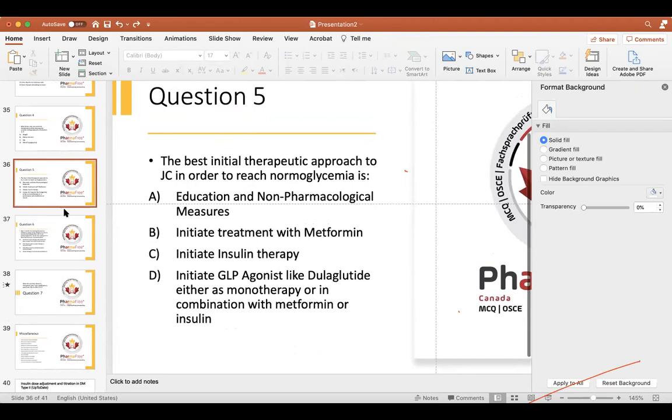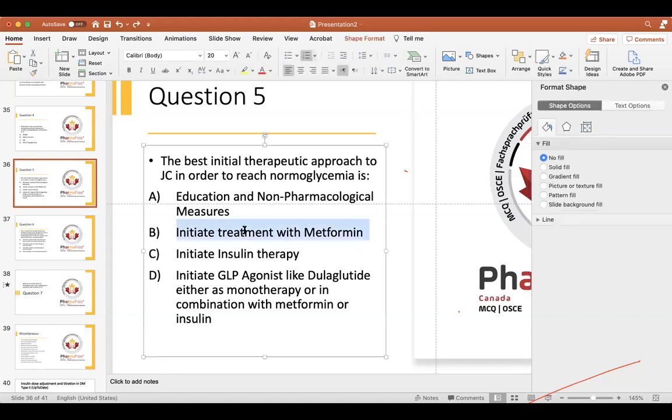Correct. Okay, so this is clear. The answer here would be to initiate treatment with Metformin. Sorry, I forgot the dementia. If he didn't have Alzheimer's, could I start with Non-Pharm? No, if he's concentrating, yes, you can.